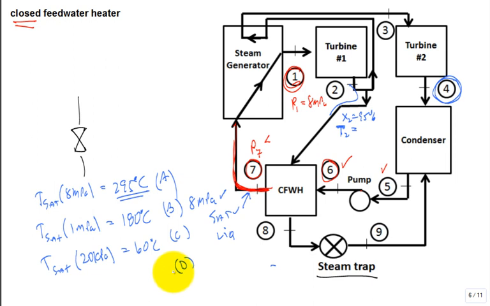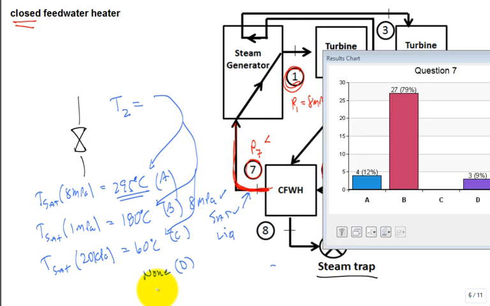I'll go ahead and start that. So what we want to know is the temperature at state 2. Is it this one, A? Is it this one, B? Is it this one, C? Or is it none of the above, D? The temperature at 2. Let's go ahead and shut it down, and then we show the answers. Show the answers. All right.